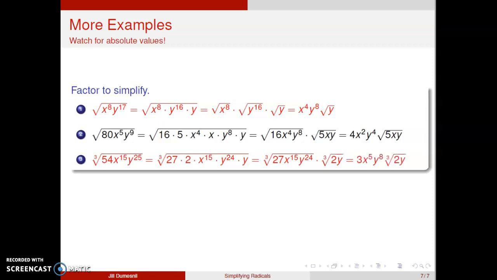Finally, we simplify the cube root of perfect cubes, and we have odd index, so we don't have to worry about the absolute value issue.